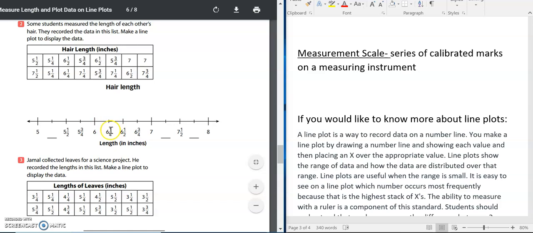What about 6 inches and 1/4? Let's see. There should be 1 X there. Okay, so I'll leave you to make sure you understand now what we're doing. So I'll leave you to make sure you have that there.